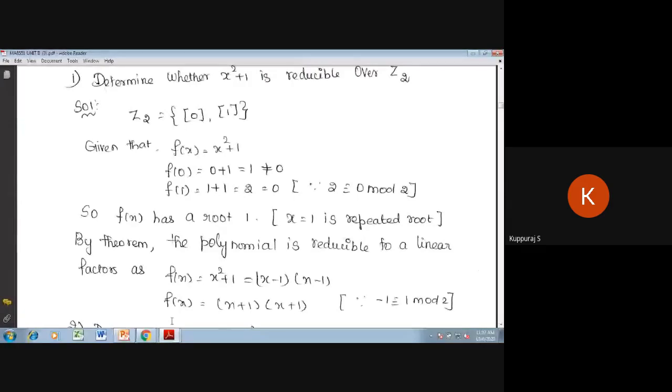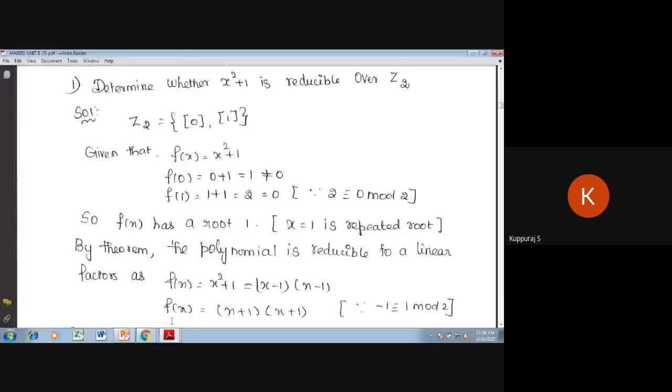Okay. So x square plus 1 can be expressed as x minus 1 into x minus 1. Okay, the product of linear factors, but minus 1 is congruent to plus 1 under mod 2. So x square plus 1 can be expressed as x plus 1 into x plus 1. So obviously we can say that f of x is reducible over Z2.